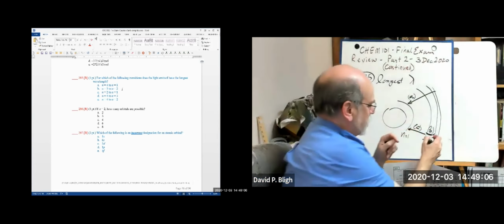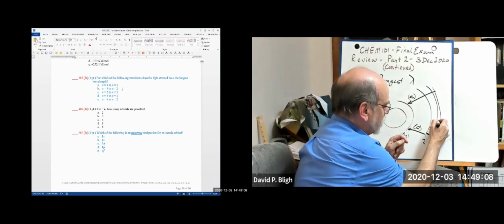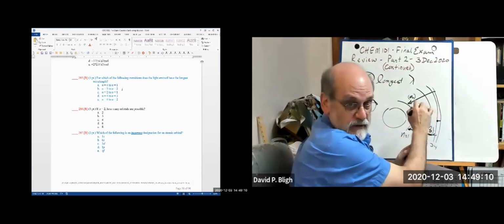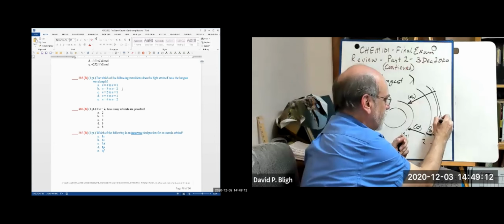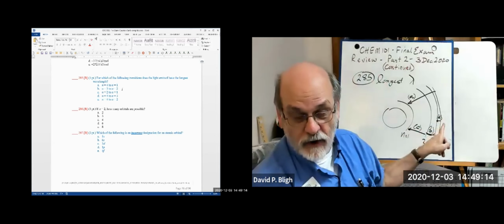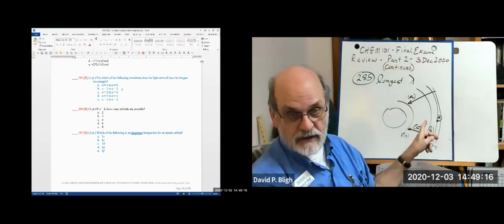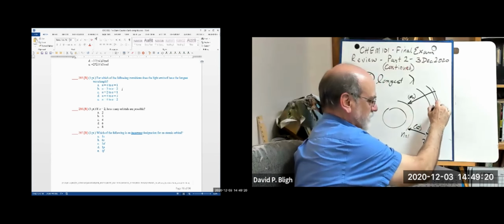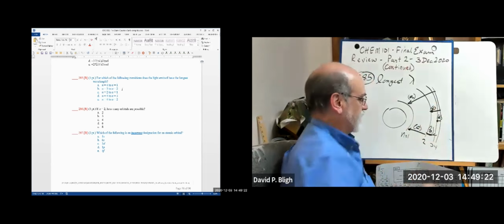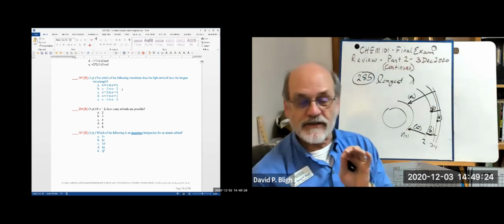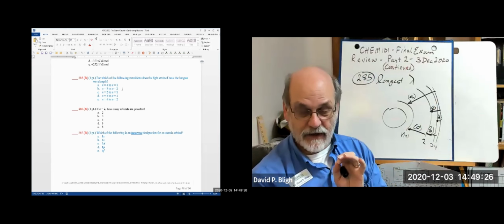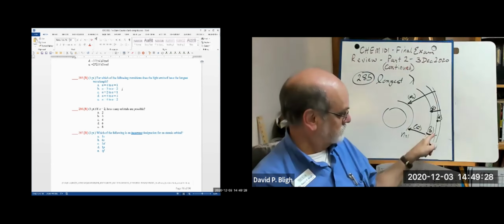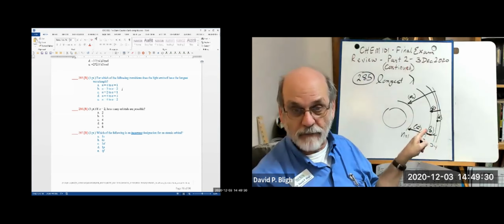4 to 3. Okay, 4 to 3 is D. All right. D's our winner at this point because it's the lowest energy. How about 4 to 2? Nope. D gives us the least amount of energy emitted by that jump.